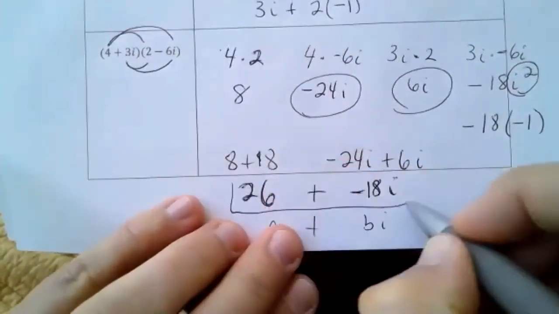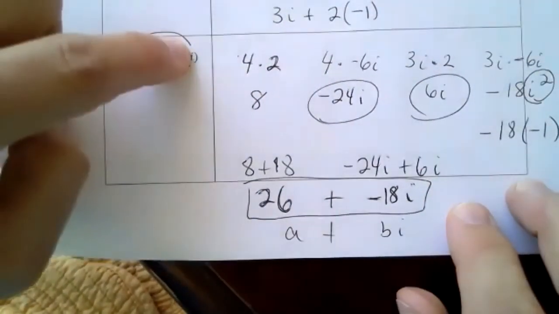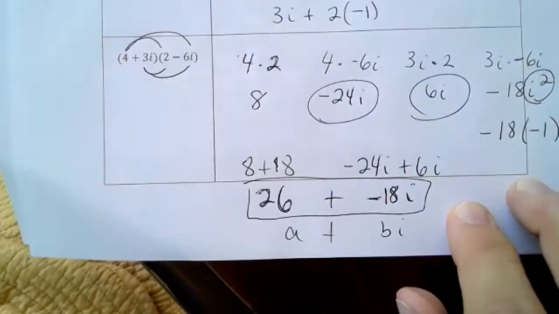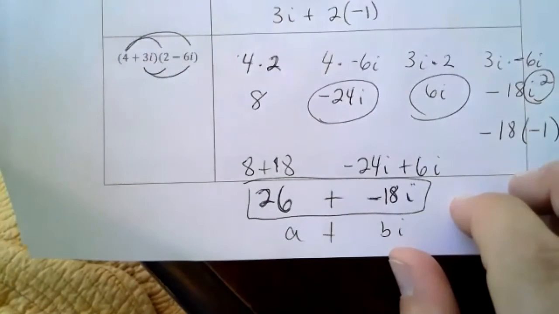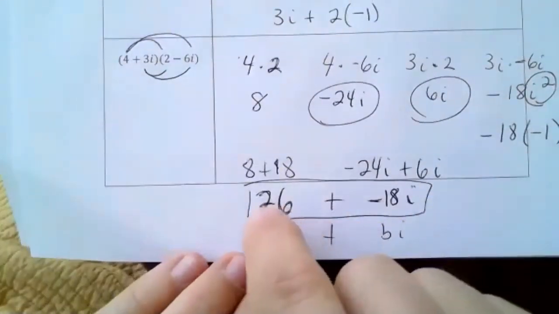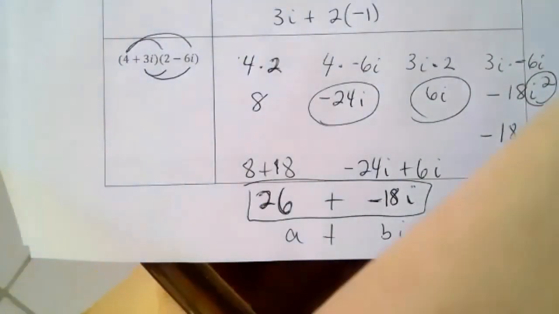All right, so we've taken 2 complex numbers and multiplied them together using the quadratic FOIL method. It's kind of like a souped-up distributive property. And then we get an answer of 26 minus 18i.